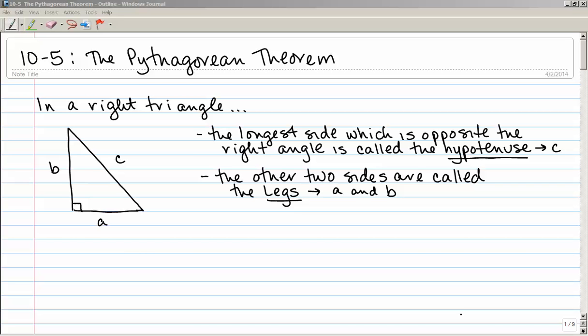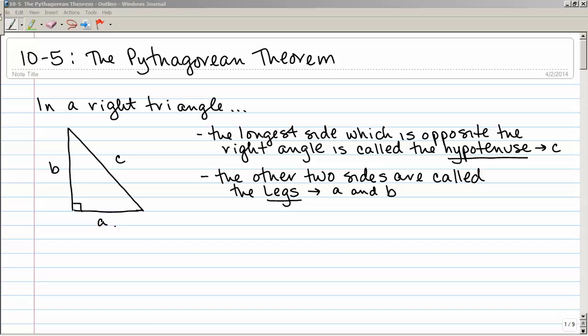Lesson 10-5 is on the Pythagorean Theorem. You're probably familiar with a right triangle, but let's go over some of the basics. A right triangle has a right angle in it, and the longest side of the triangle is called the hypotenuse. It's the side that is directly opposite the right angle. And then the other two sides are called the legs.